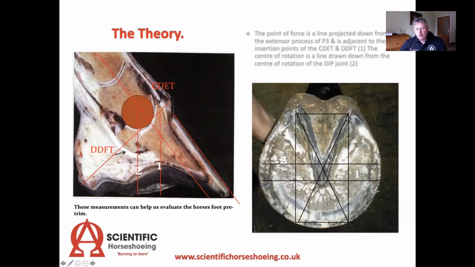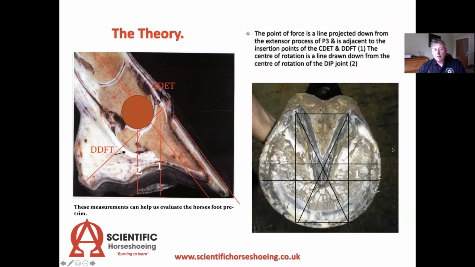Again, we can see a diagram of the geometric proportion foot map relating to the solar surface of a hoof capsule, identifying heel buttresses, true point of frog, pillars, and the inside border of the white line. To understand the point of force, the point of force is a line projected down from the extensor process of P3 and is adjacent to the insertion points of common digital extensor tendon and the deep digital flexor tendon.